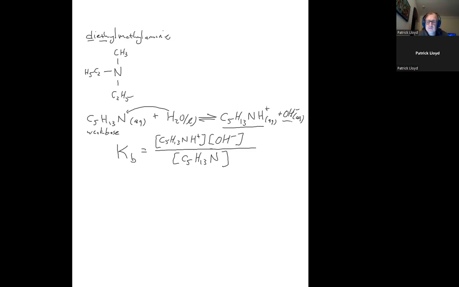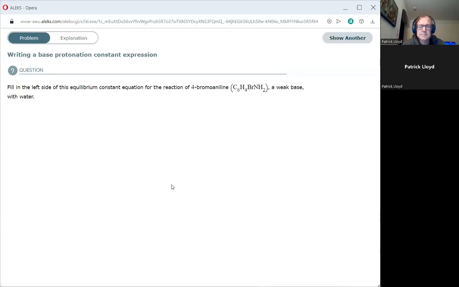Okay, let's take a look at this one. Again, writing the base protonation constant expression. Fill in the left side of the equilibrium constant equation for the reaction of 4-bromoaniline, C6H4BrNH2, a weak base with water. Again, it's telling you it's with water. So this is called 4-bromoaniline. I want to show you that structure as well, just to give you an idea of what these structures look like.